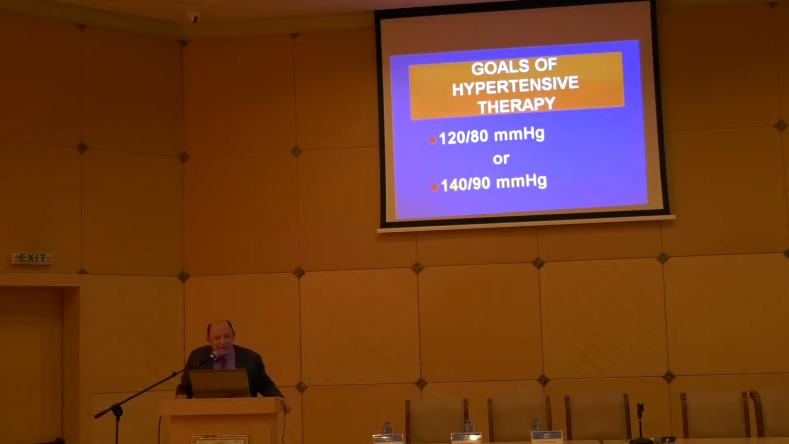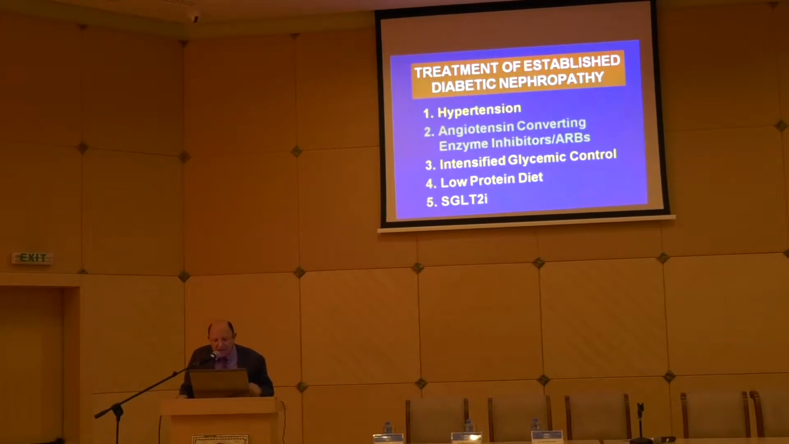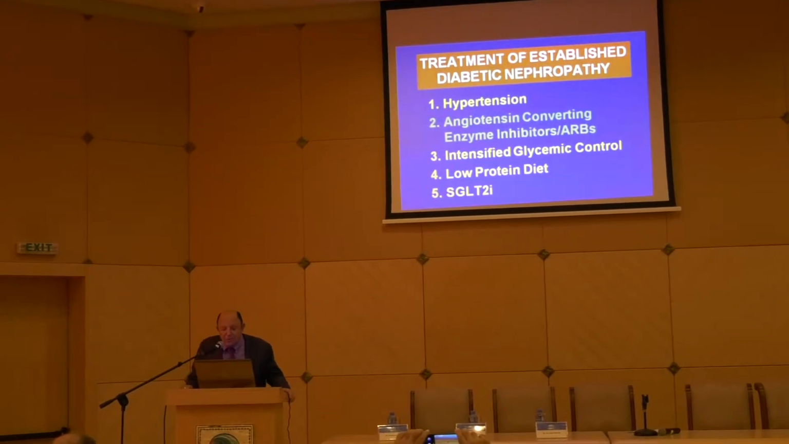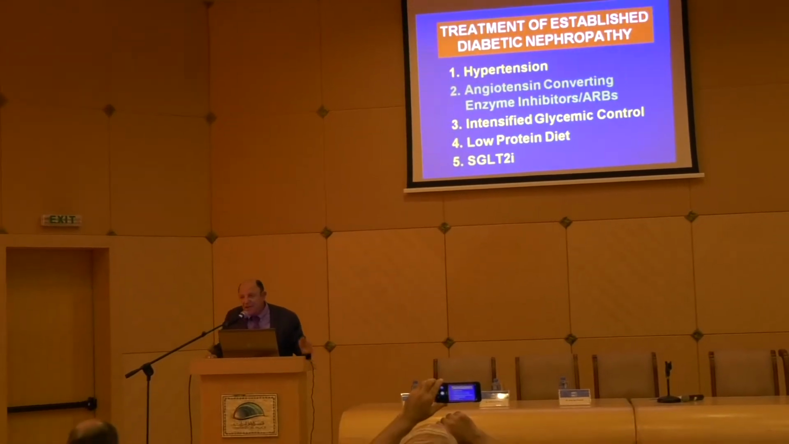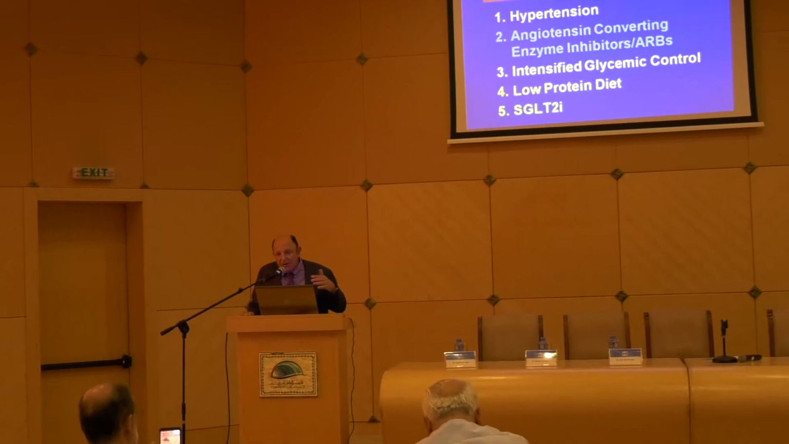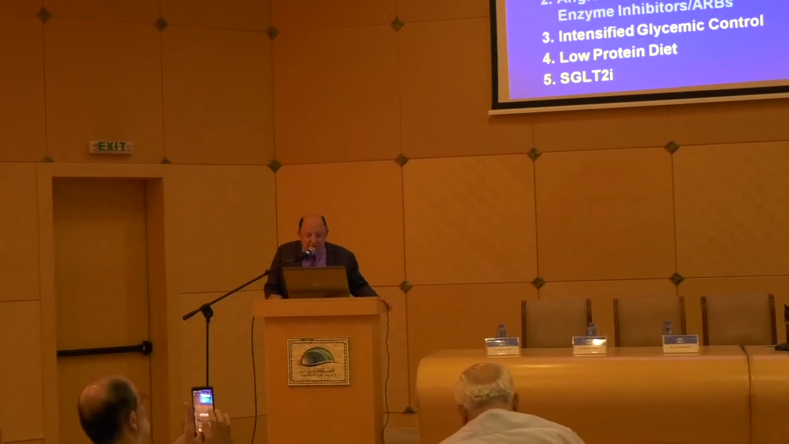Now, there's a lot of debate as to what should be the maximum blood pressure. Some people say 140 over 90 is okay. I would say the more recent data suggests that we should be down to 120 to 130 over 80. What else can we do? Well, in addition to lowering the hypertension, there are some medications that have a benefit above and beyond lowering the blood pressure. These are the ACEs and the ARBs, and these really should be the drugs of choice in our patients who have diabetic nephropathy.